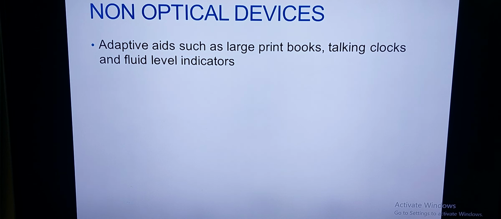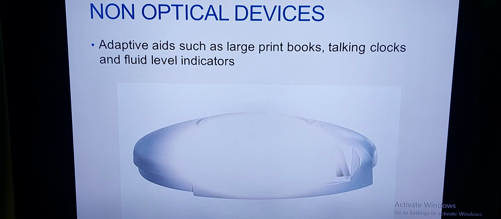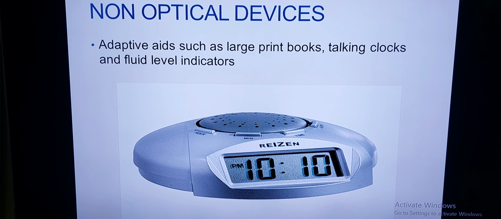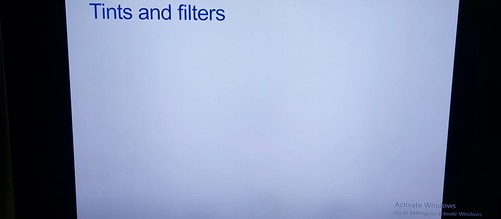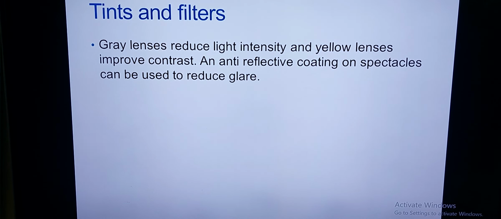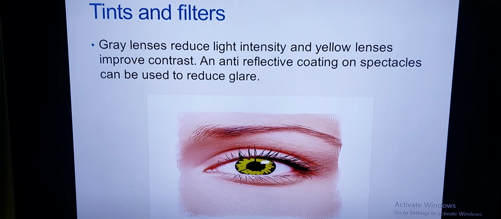Some are optical devices and some are non-optical devices. The non-optical devices are adaptive aids such as large print books, talking clocks, and fluid level indicators, which can help the patient. This is a sort of talking clock which can speak and help the patient in seeing the time. These are large print books which have large fonts, so that the patient is able to see them very clearly. Certain tints and filters are also used, which allow the patient to see clearly with the help of low vision aids. Gray lenses reduce light intensity, and yellow lenses improve the contrast. An anti-reflective coating on spectacles can be used to reduce the glare.